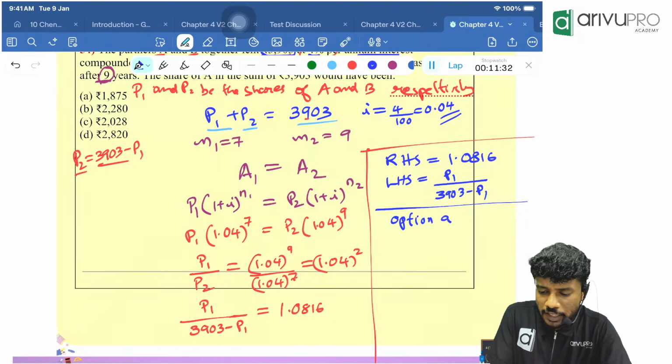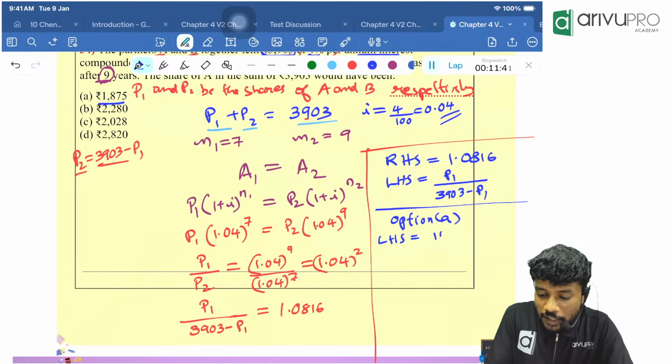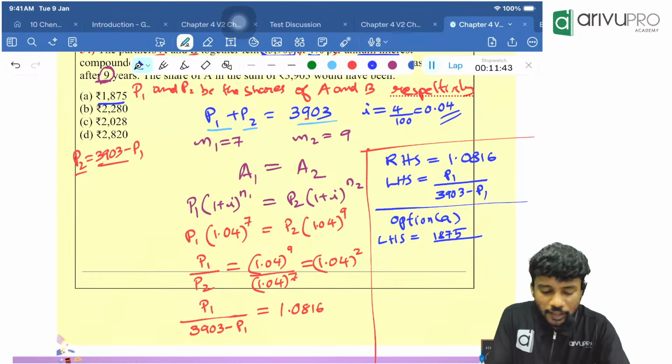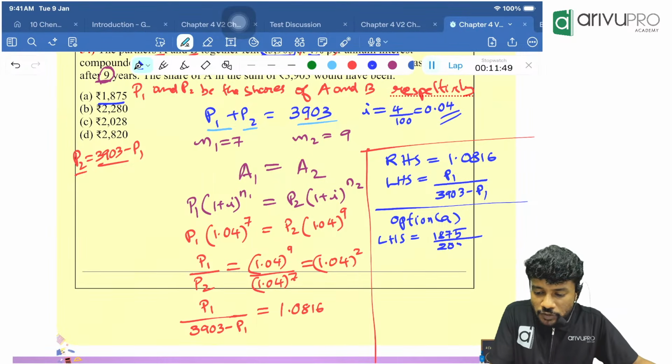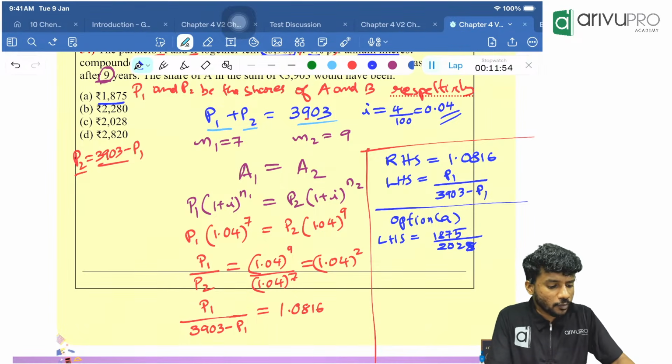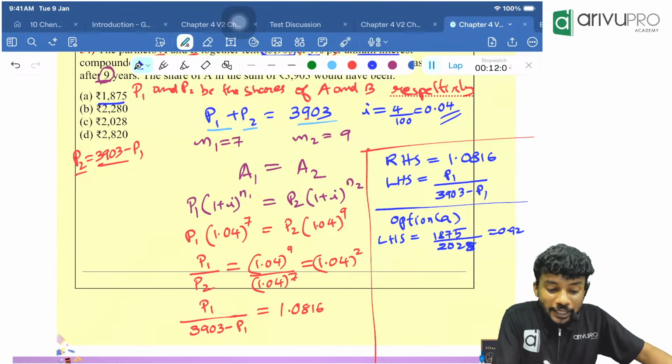Okay. Option A I am trying. LHS will become what? P1 is how much? Then we need to take P1 is equal to 1875. 1875 divided by 3903 minus 1875, which is equal to 2028. That will never be greater than 1. That is nothing but 1875 is coming to be 0.92. Is it equal to our RHS? No, that option is wrong.